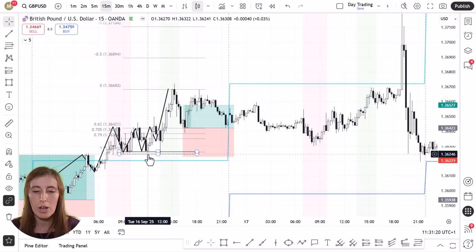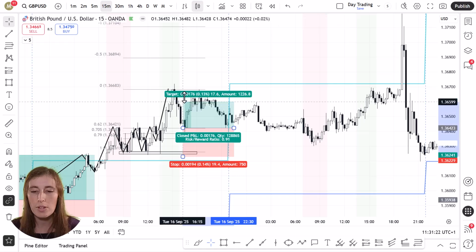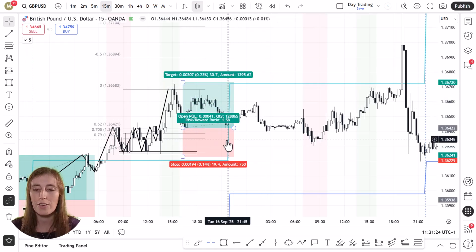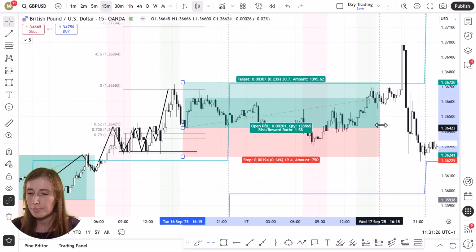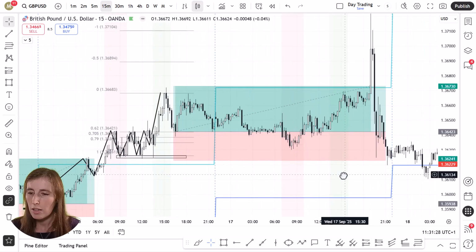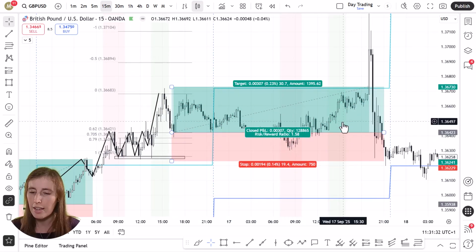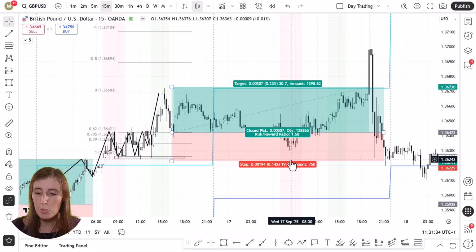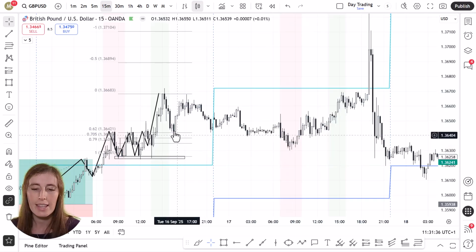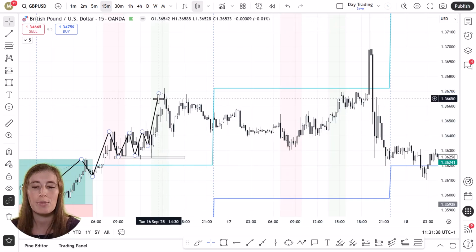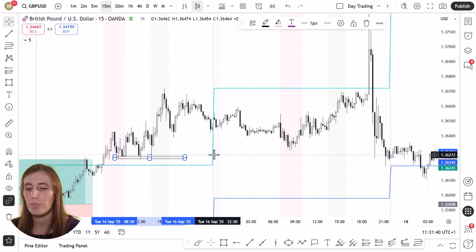A stop would be below this key structural level, and once again I would have aimed for a 1.5R target, which would have been hit the following day, but it would have had to have held all day and held during drawdown as well. But I wouldn't have taken that because it was out of my trading time, so I'm going to remove that right now.